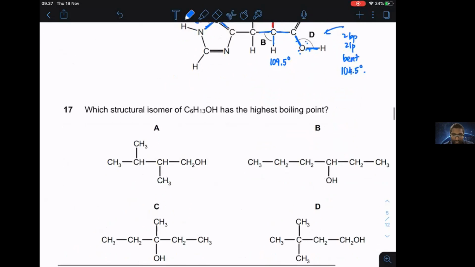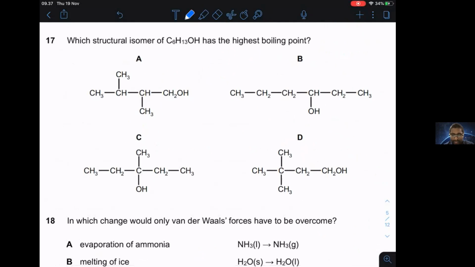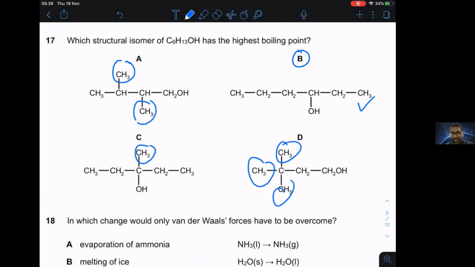Okay, next. Which structural isomer has the highest boiling point? Do remember all of them have OH over there, so they do have hydrogen bonding. When it comes to hydrogen bonding, we are just comparing. Here you can see all these are branched, and the only one that does not have a branch is going to be B. This is the answer, because when comparing branched and non-branched, the longer structure generally will have a higher boiling point. So definitely the answer is going to be B.